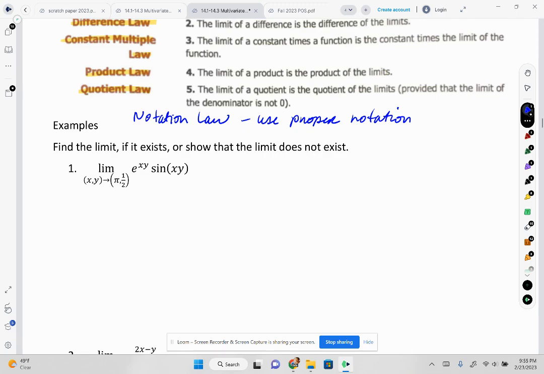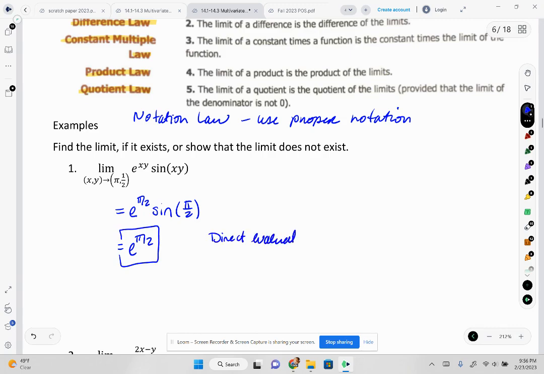So let's see. The limit as (x,y) approaches (pi, 1/2) of e to the xy sine of xy. Well, we're going to try direct evaluation first. So if I do direct evaluation, I get e to the pi times 1/2, that'll be pi over 2, times sine of pi over 2. Well, sine of pi over 2 is 1, so I just get e to the pi over 2. That's my limiting value. I'm done. That was a nice, easy problem. So we had direct evaluation for this problem.